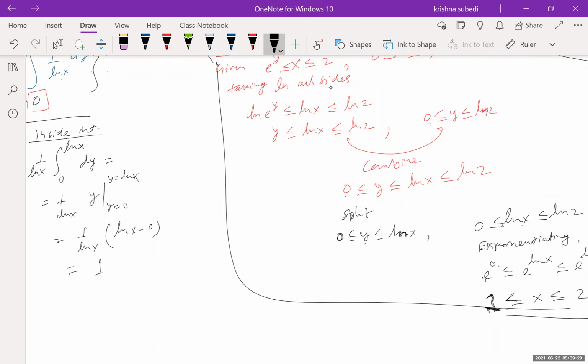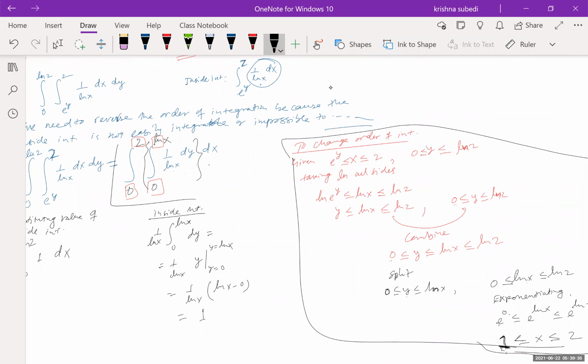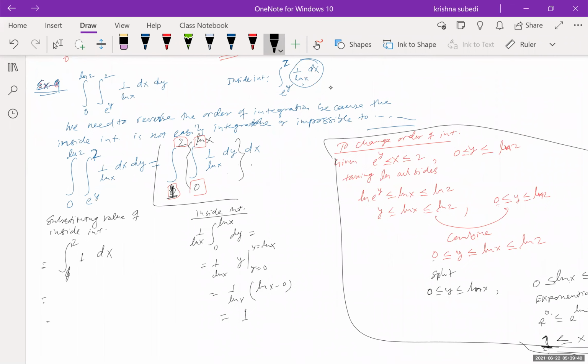You see, e raised to power 0 is 1. We calculated that. So this is going to be not 0. It's 1 to 2. And so the integration is x, from 1 to 2. That's going to give you 2 minus 1, which is 1. This is your answer, 1. That is the final answer. Any question?